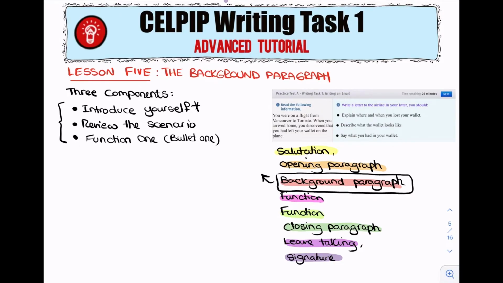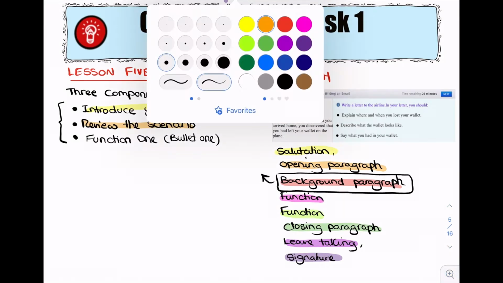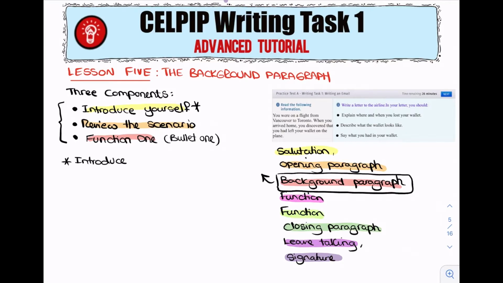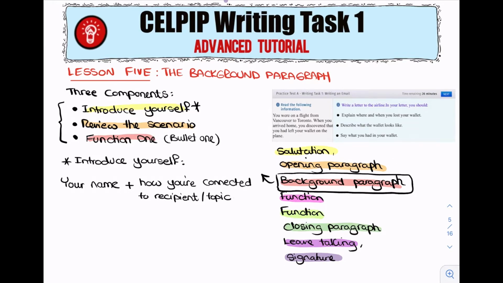So let's start with the first element, which is introducing ourselves. Again, I'm going to use different colors here just to show you what's what. So review the scenario and also function one. So let's begin with introducing yourself. The way you introduce yourself is you begin by mentioning your name, and then after you mention your name, you're going to explain how you are connected to the recipient or the topic. Just telling the recipient who you are by mentioning your name is not enough. So you just can't say, my name is John Doe.